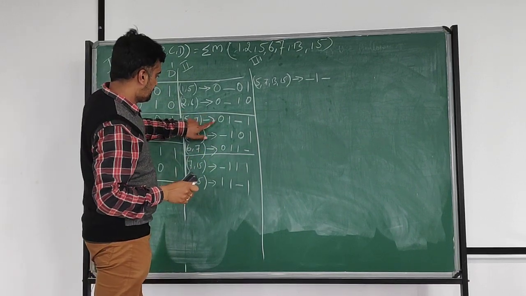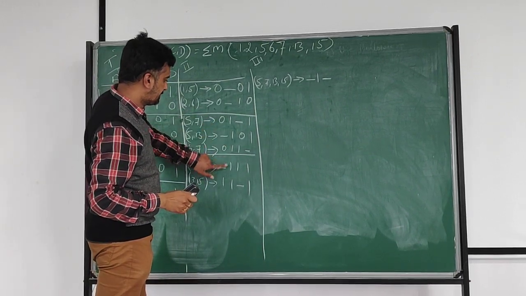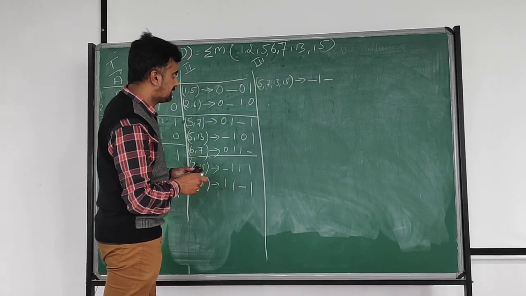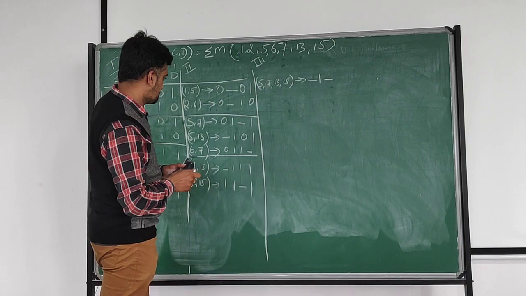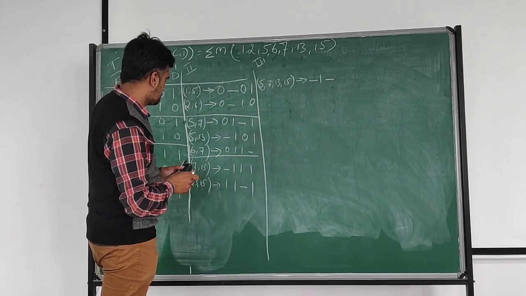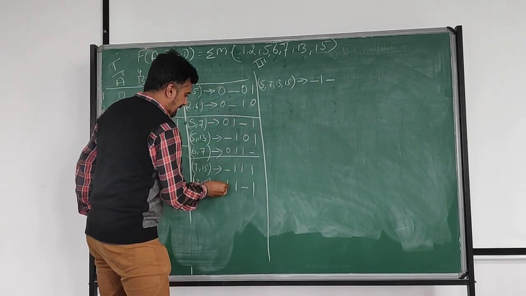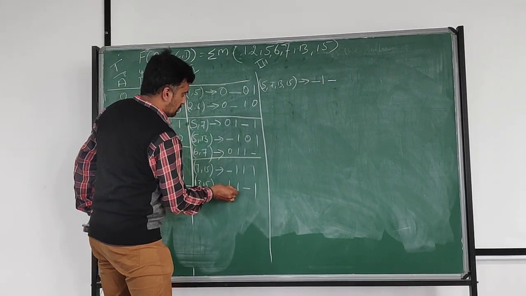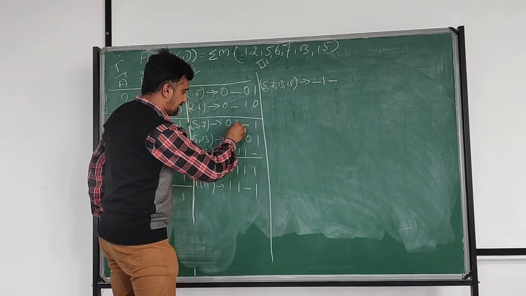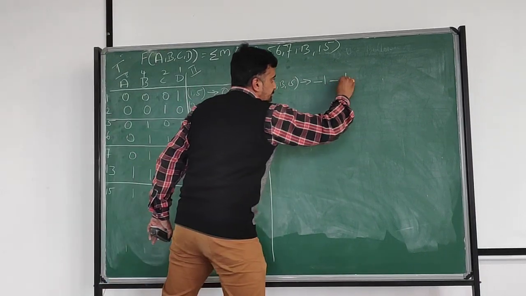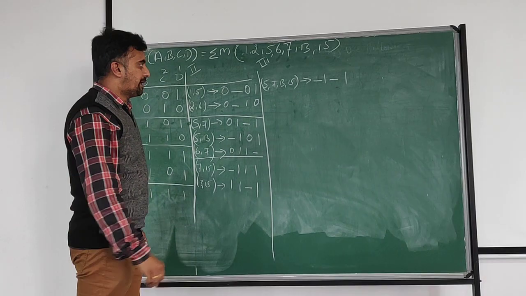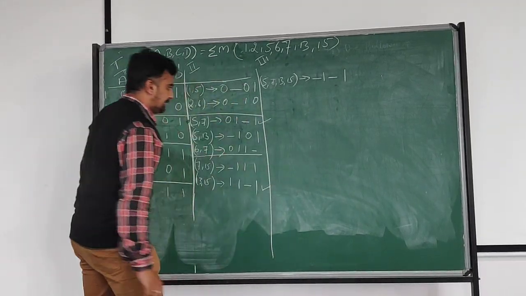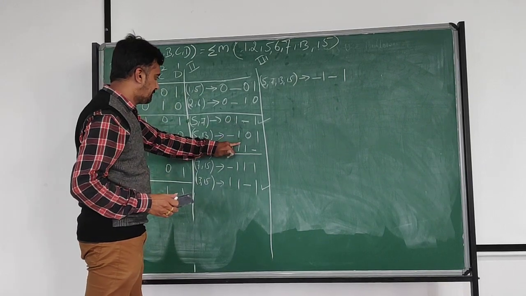Sorry. 5 7: 0 1 change, 1 1 dash, again dash dash. Just a minute, 5 7 0 1, 0 1 change, dash 1 1 same as it is, dash 1. Clear? So dash 1 dash. So 5 7 is over. Tick this one. 13 15 is also over. Tick.